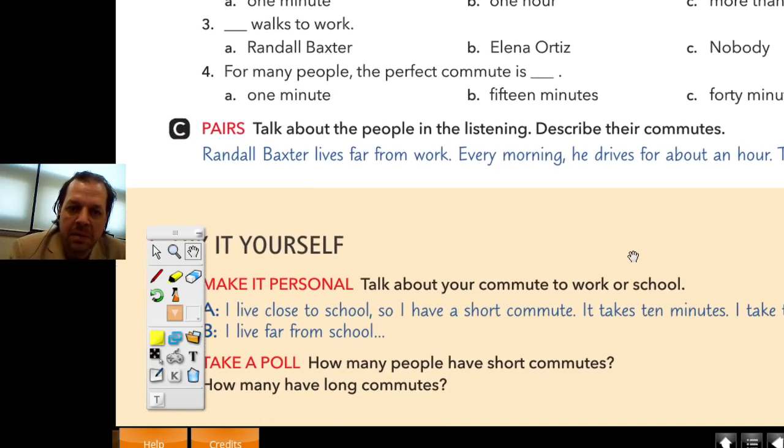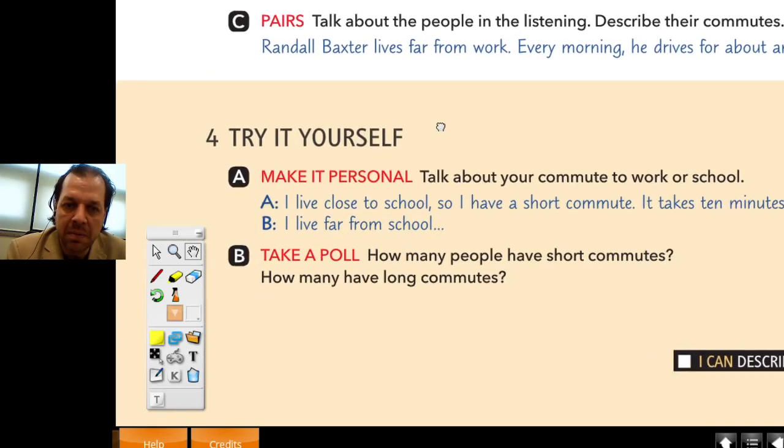Okay, part C, I think we can skip that, but try it yourself, make it personal. Again, you can write down in your book, whatever works for you. Not a lot of space here, so use some paper and a pen, and page number is 9. Tell us about yourself and tell me about your own commute.